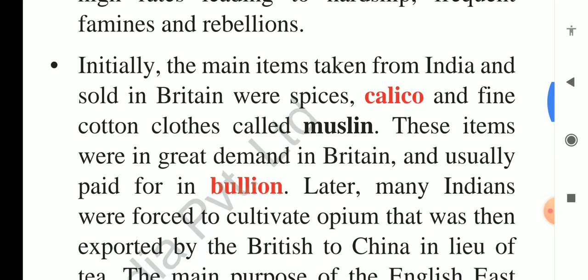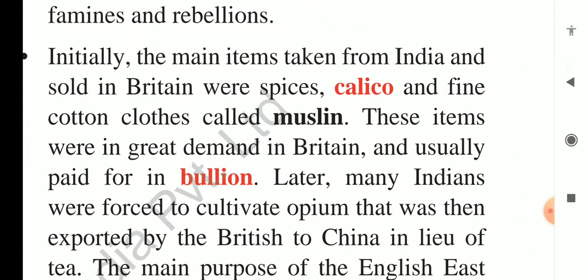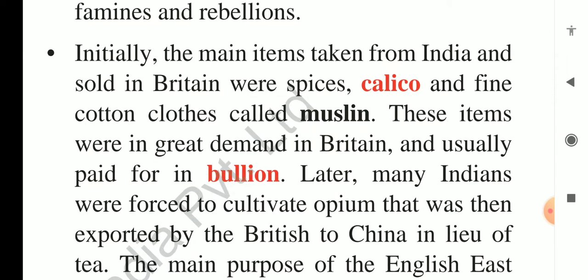Initially, the main items taken from India and sold in Britain were spices, calico, and fine cotton cloths called muslin. So muslin means fine cotton cloths, high quality cotton cloths. It is very smooth cloth. So at starting, this kind of main items were taken from India. It means purchased from India, and it was sold in Britain, right? Spices that we call masala, calico means clothes, and fine cotton clothes also.